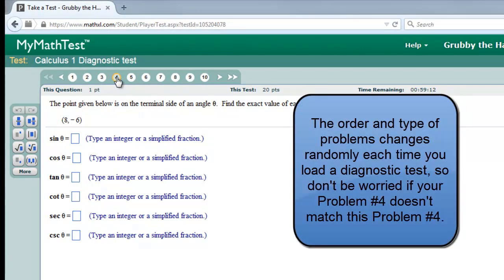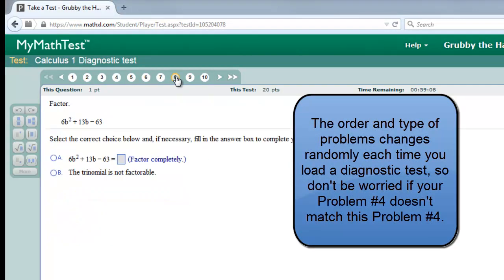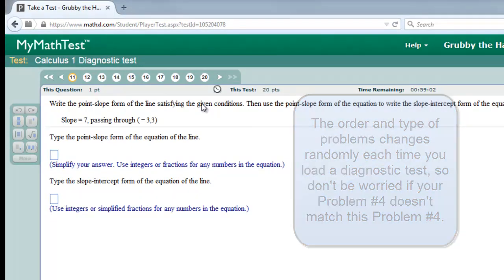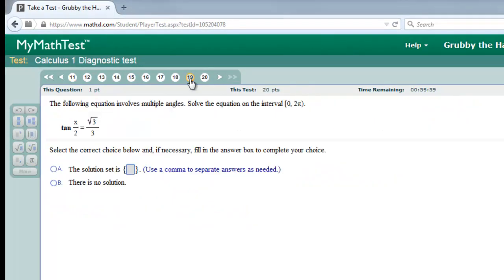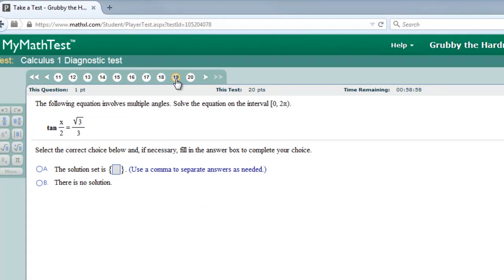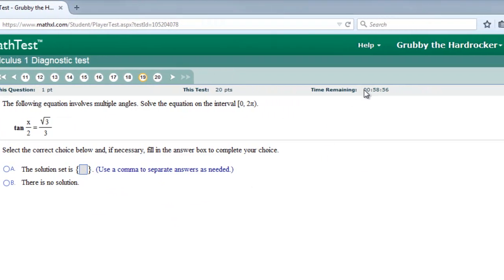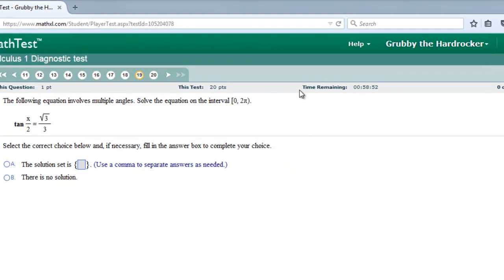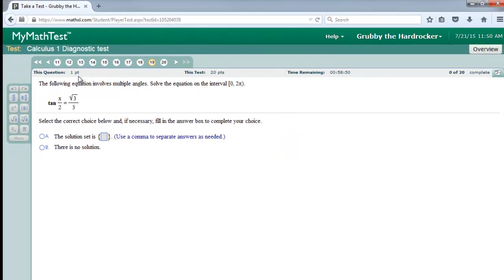So for example, problem 4 is a problem about trig. I click on problem 8. Problem 8 is a factoring problem. So you can take a look through all of the different problems to see which problems you'd like to attack first, which problems you'd like to attack second. Right here, there's a counter which is keeping track of the time you've got left. So let's take a look at what some of these problems are, and I'll go back to the beginning.